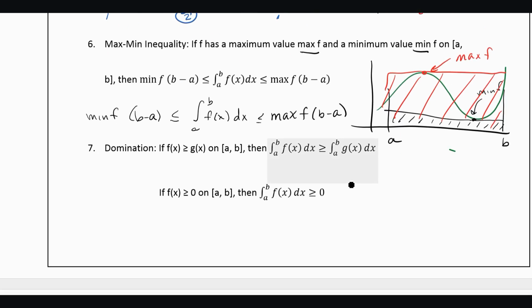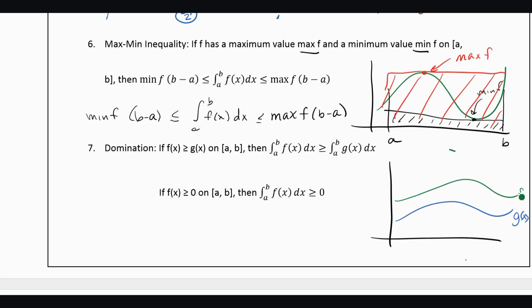Okay. Then here we're talking about two functions. It says if f of x is greater than or equal to g of x on a to b, then the integral from a to b of f of x dx is greater than or equal to the integral of g of x. So again, we can think about the picture of this. So let's say this is our g of x, and our f of x is always above it. So if this is a and this is b, well, this integral would be this right here. And we're saying that if f is always above it, then the integral, the area under it, would be larger.